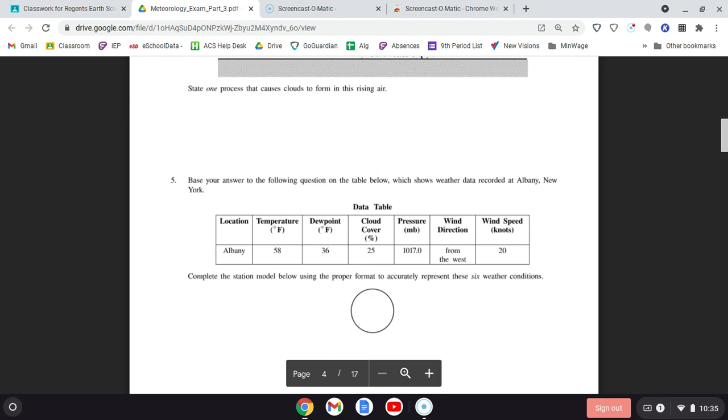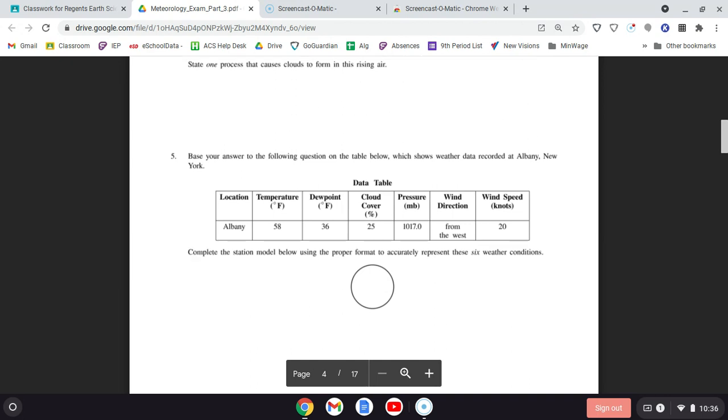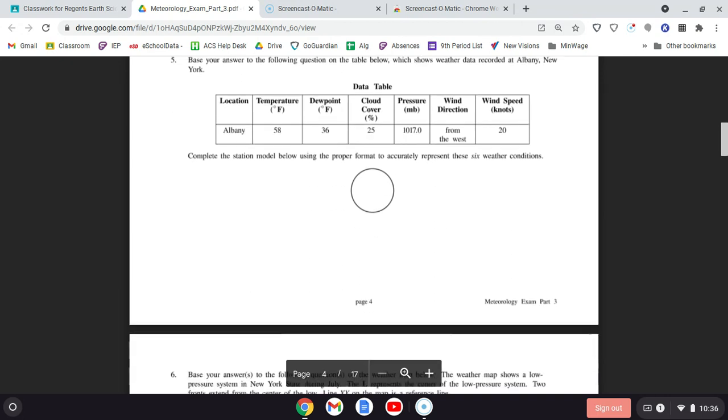So make sure when you put that pressure down, it doesn't go down like you see it on that data table. You have to do something to it before you put it on that station model. And page 13 shows you where to put all of those things. So again, make sure the pressure doesn't look like that. You change it when you put it on that circle.